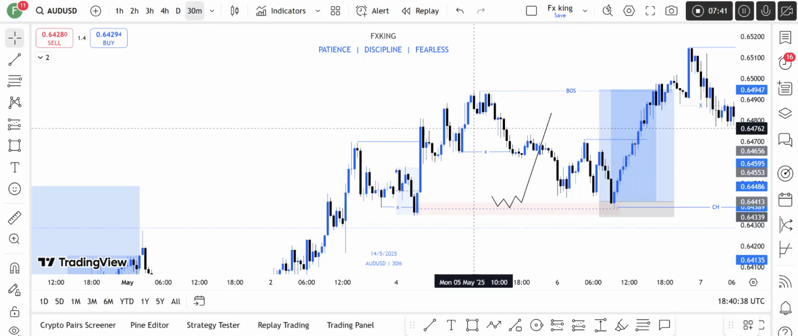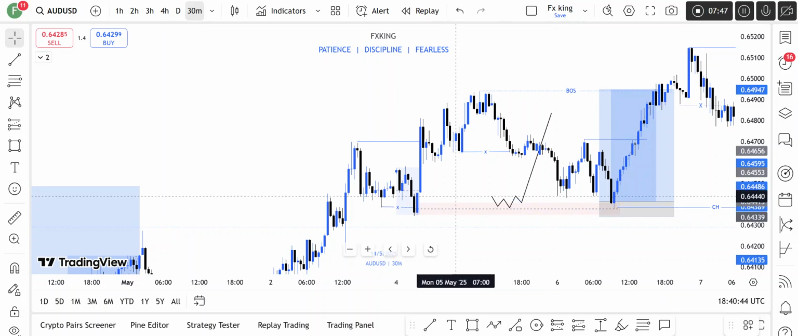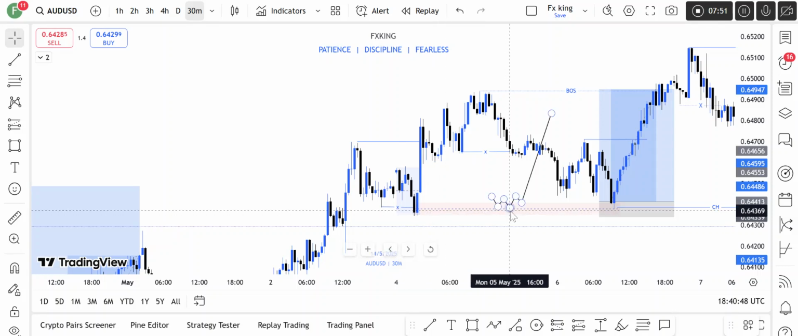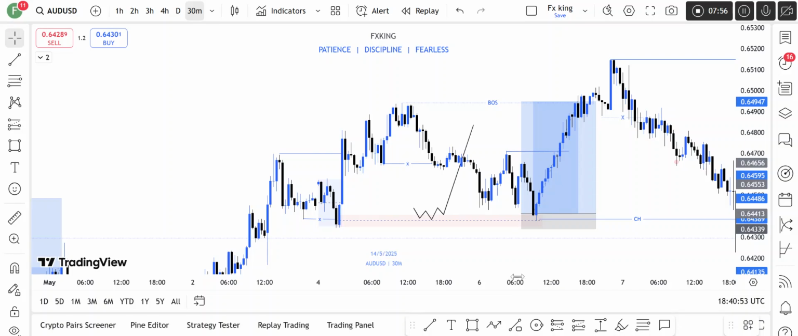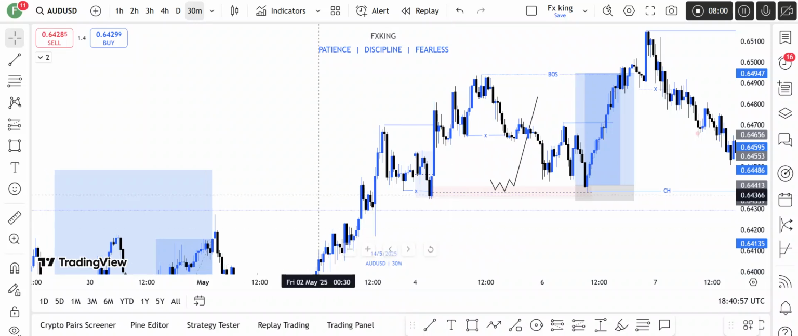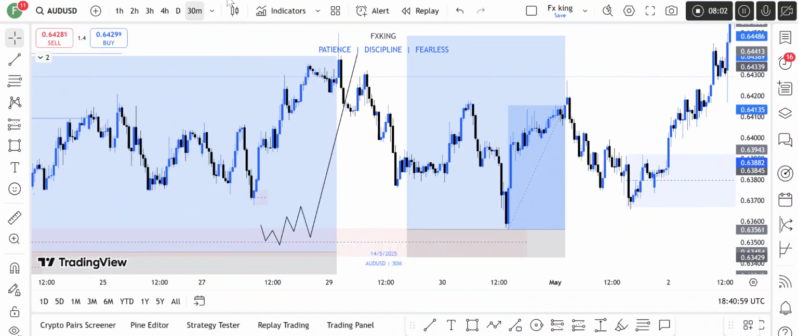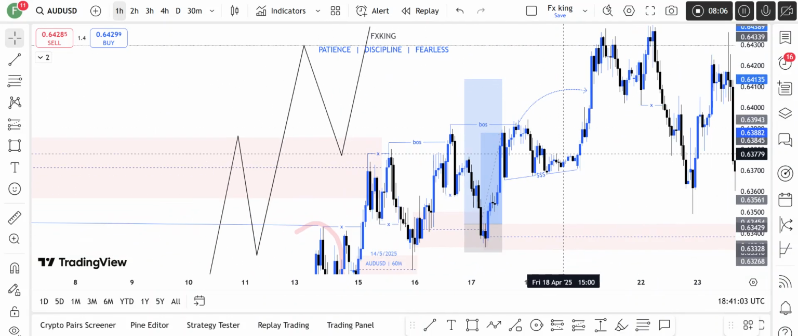So we said the first pullback is your inducement. Once this inducement got taken out, we could look for a buy zone, right? The last example that I explained to you, that is how we got this trade on AUD USD. We have multiple examples on this trade that I would like to show you.